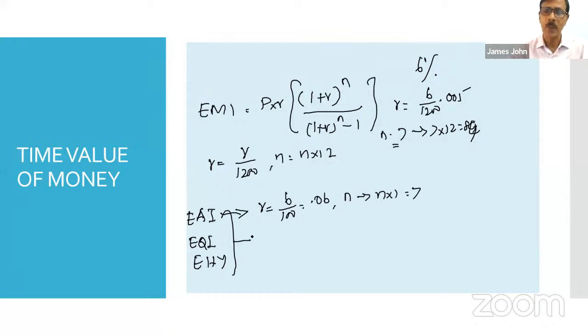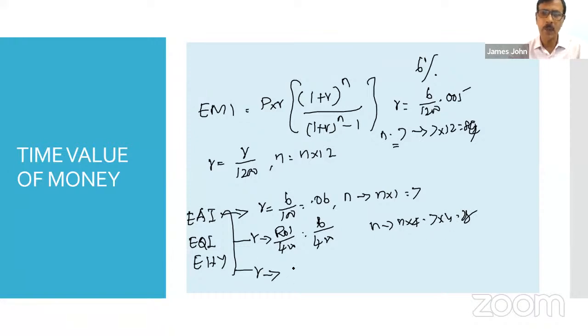If it is quarterly, R undergoes rate of interest by 400. That means in this case, 6% means 6 by 400. And N takes the value N into 4, or here 7 into 4, that is 28. If it is half yearly, R takes the value 6 by 200 because 1 year is 2 half years. This is equal to 0.03. And N takes the value 7 into 2, that means 14. So accordingly, you apply in the formula, you will get monthly, quarterly, half yearly, or annual installment.